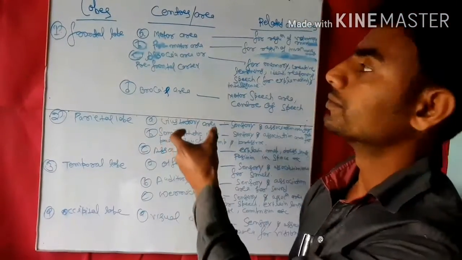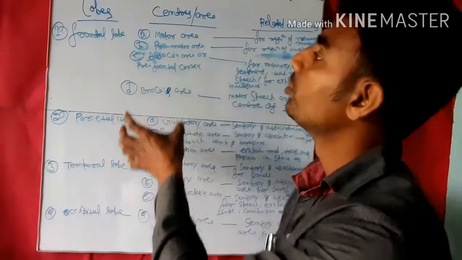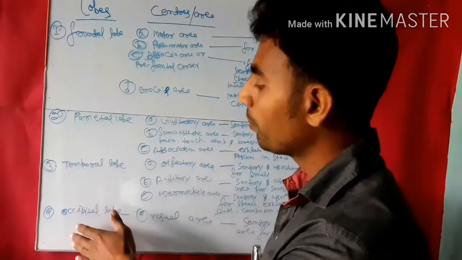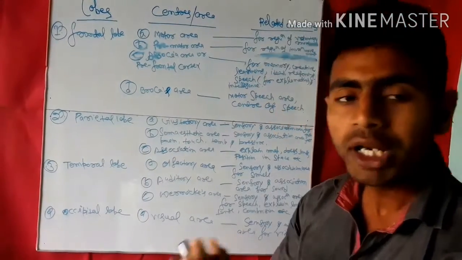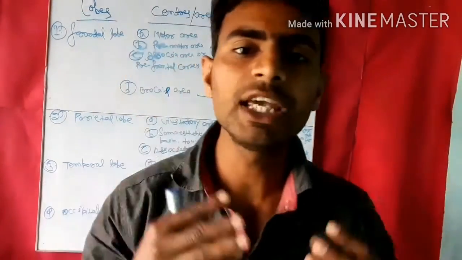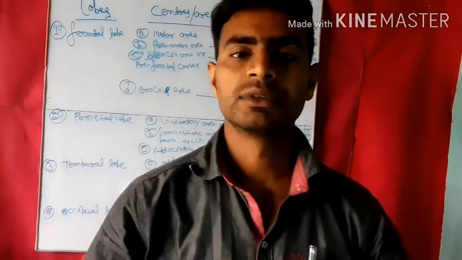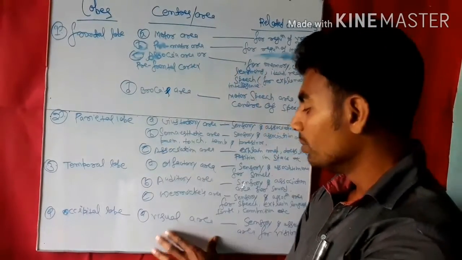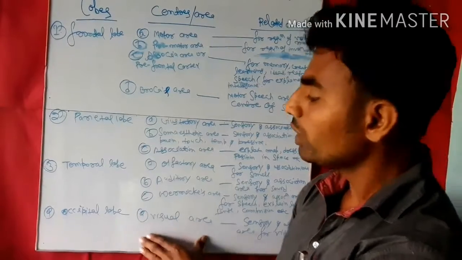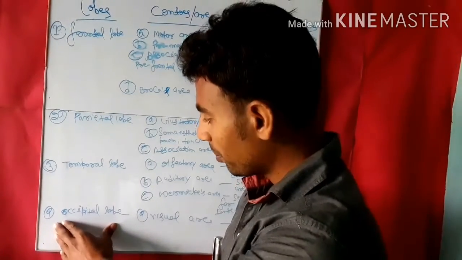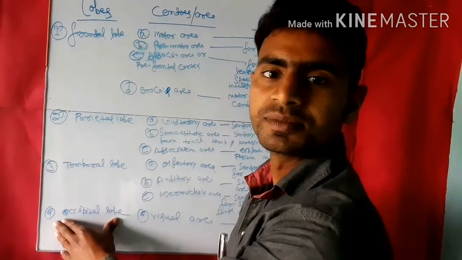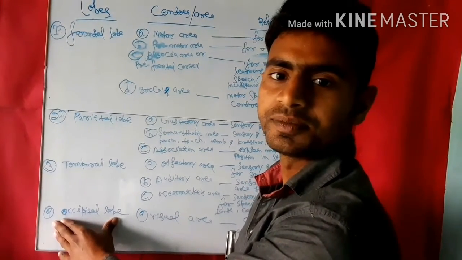I am seeing on this board the frontal lobe, parietal lobe, temporal lobe, occipital lobe. This is all controlled by the visual area of the occipital lobe. You are seeing me, after that you are understanding. This is controlled by the visual area. This is the visual area, and the visual area is present in the occipital lobe.